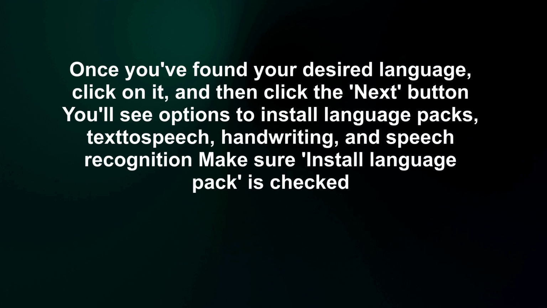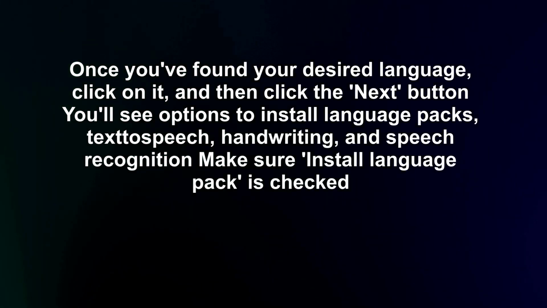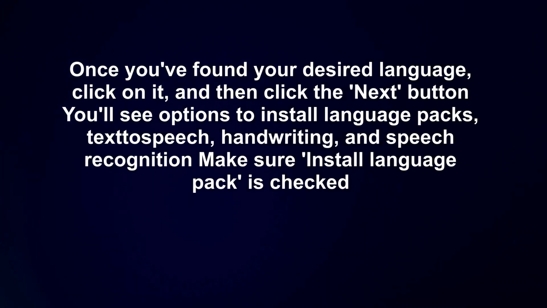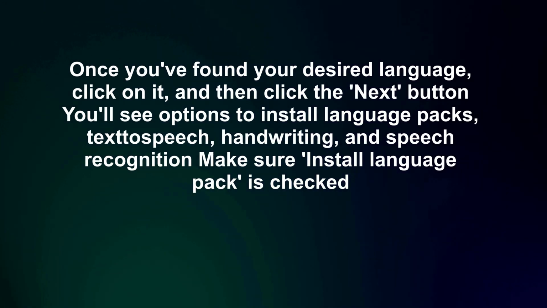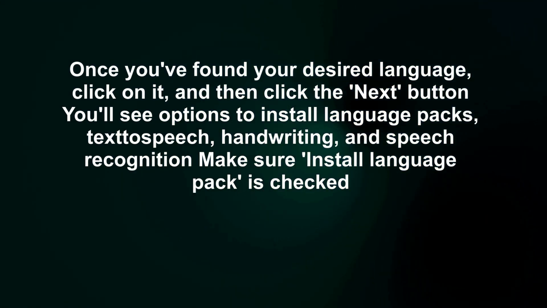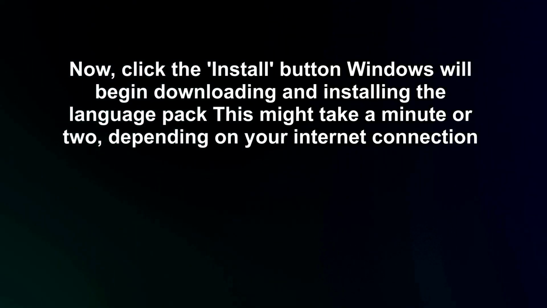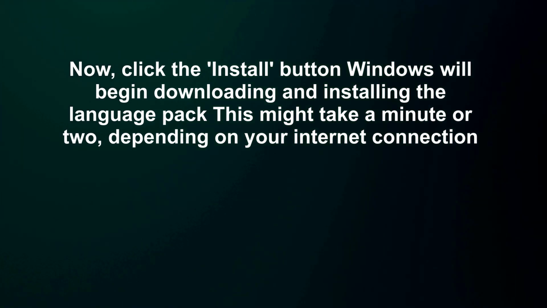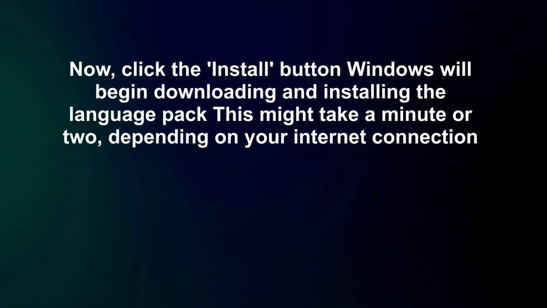Once you've found your desired language, click on it, and then click the Next button. You'll see options to install language packs, text-to-speech, handwriting, and speech recognition. Make sure Install Language Pack is checked. Now, click the Install button. Windows will begin downloading and installing the language pack. This might take a minute or two, depending on your internet connection.